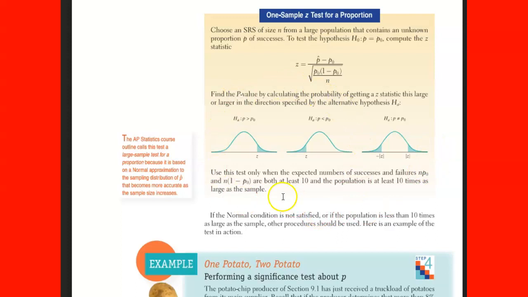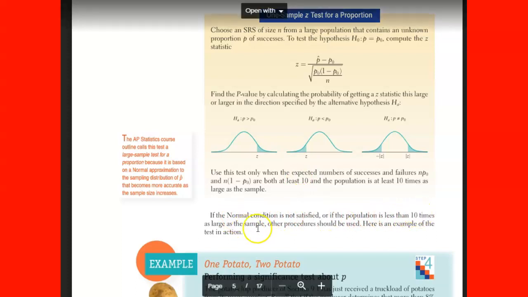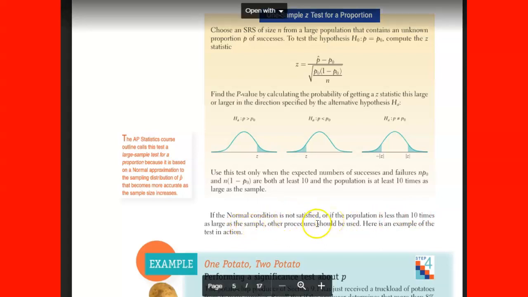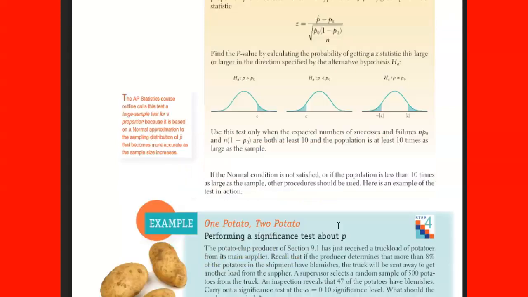In any case, it has to be normal for this to work. If the normal condition doesn't work, or if the sample isn't less than or equal to 10% of the population, we've got to do something different. Statisticians can do different things. It's just not what's in this test.